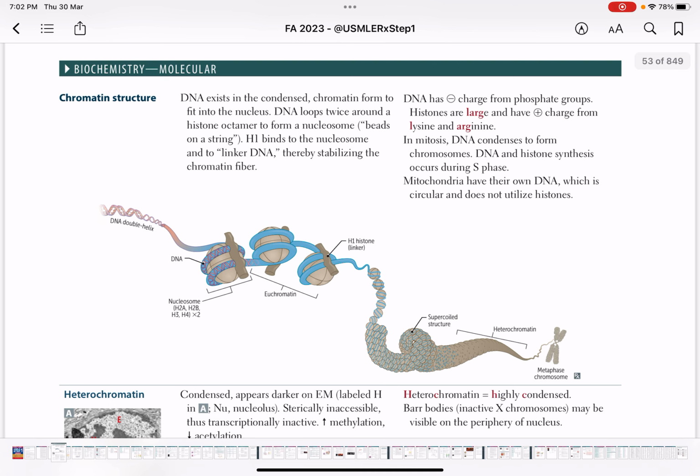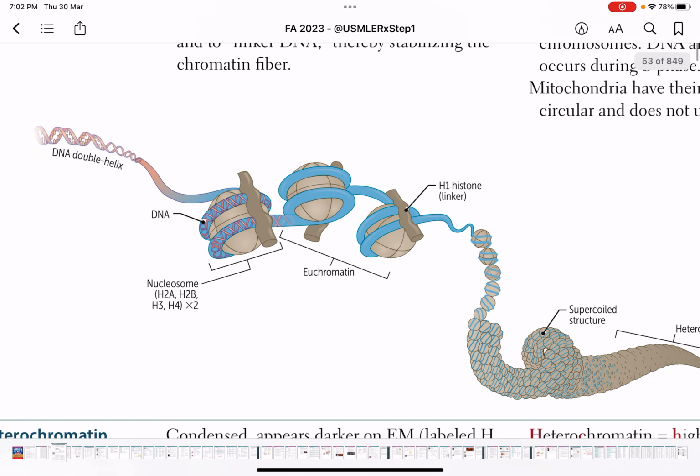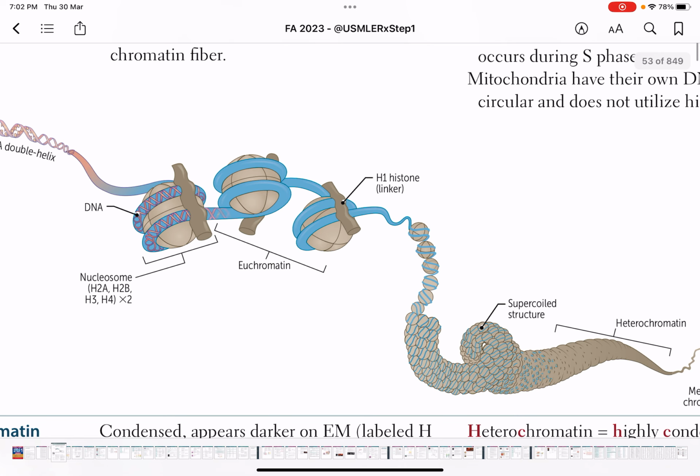There is a double helix of the DNA, and we can see in this picture that DNA is wrapped around. Since it is negatively charged, it is wrapped around a nucleosome, which is made up of H2A, H2B, H3 and H4, two times. That is how it makes an octamer. And H1 linker DNA, which we can see, is attached on the side of that nucleosome.